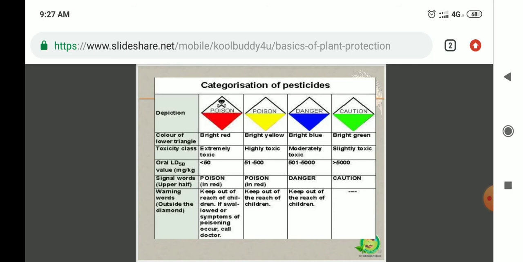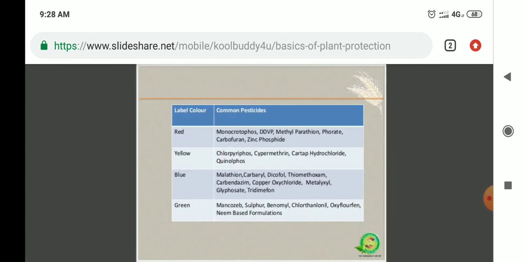Categorization of pesticides. First one is the color of the lower triangle. Next one is the toxicity class, oral LD50 value, that is the oral dose. Next one is a single word in the upper half and warning words outside the diamond, that is poison, danger and caution. This is the categorization of the pesticide color. Next are the common pesticide colors: red, yellow, blue and green. The red color pesticides are monocrotophos, DDVP, methyl parathion, phorate, carbofuran and zinc phosphide.